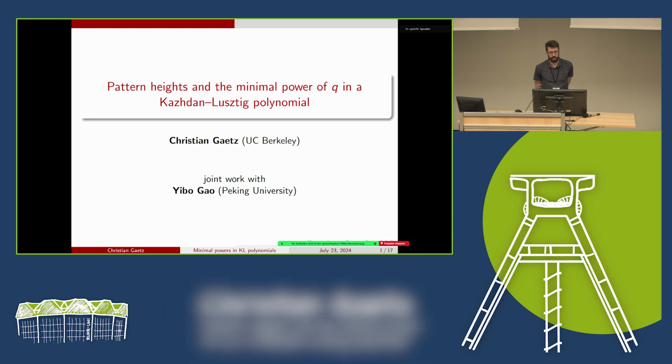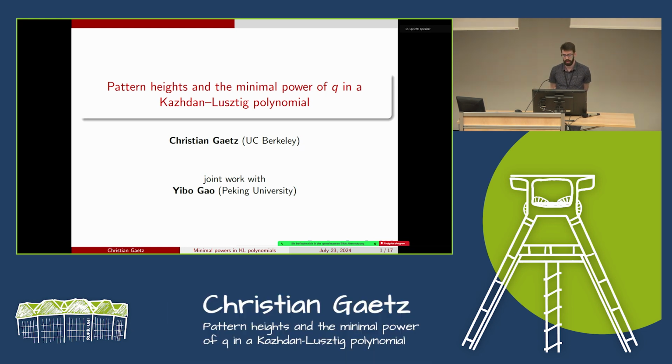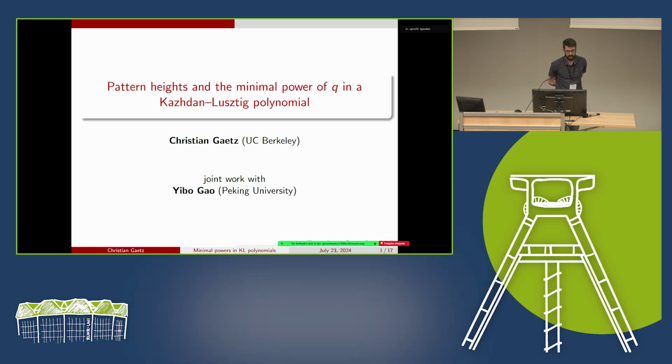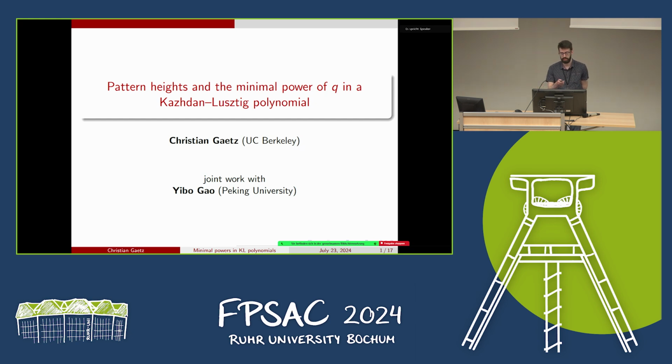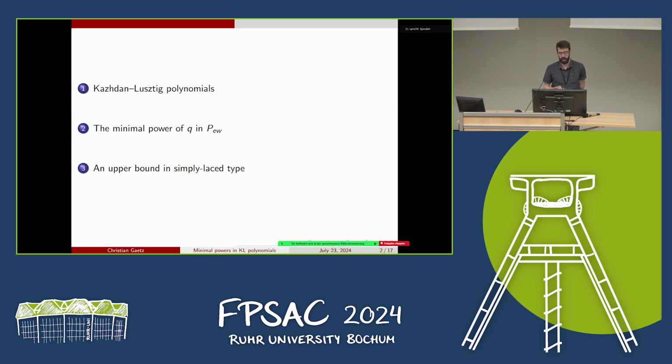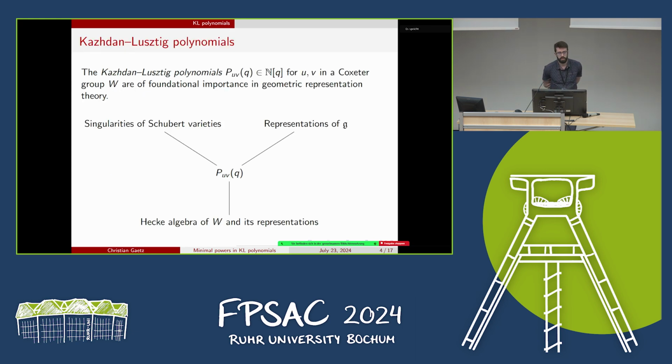So the work I'm going to be telling you about is joint with Ibo Gao: pattern heights and the minimal power of Q in a Kazhdan-Lusztig polynomial. I'm going to first tell you what Kazhdan-Lusztig polynomials are. So this is just an overview slide of where they're coming from. I'll give you a definition in a second.